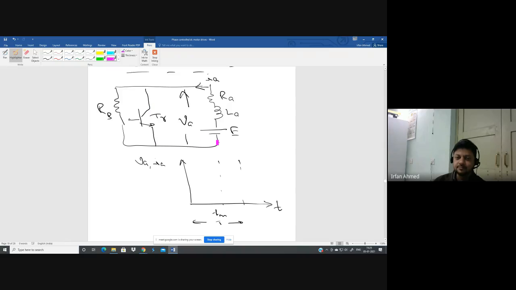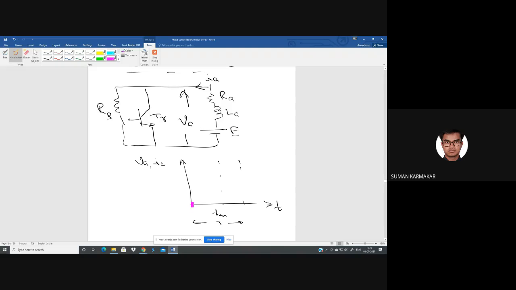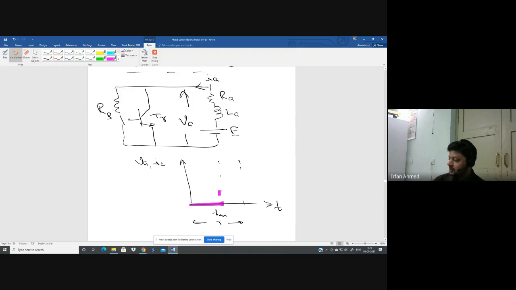Yes, sir. So what is the value of the armature voltage? 0. Sir, E minus IRA minus LA dIA by dt, that is equal to 0. For the other side, the armature terminals are short circuited. So that is 0.